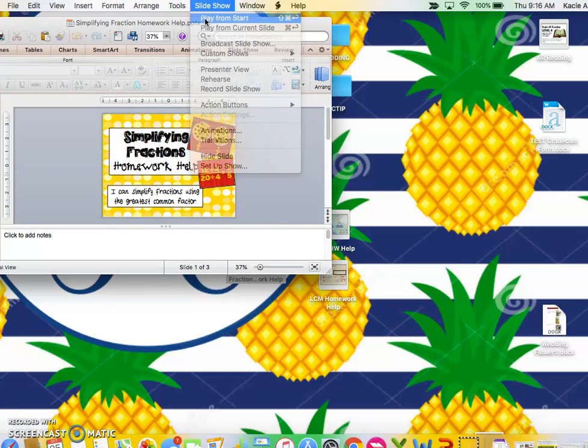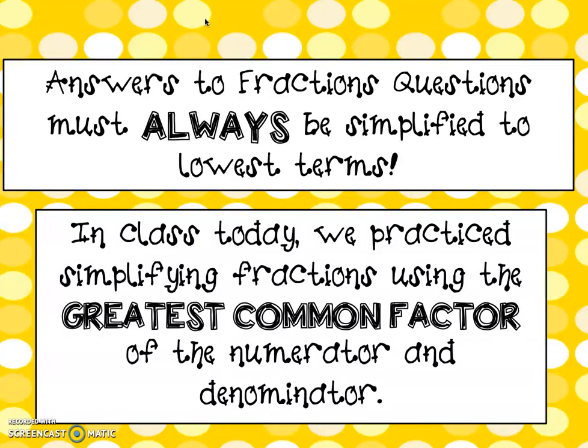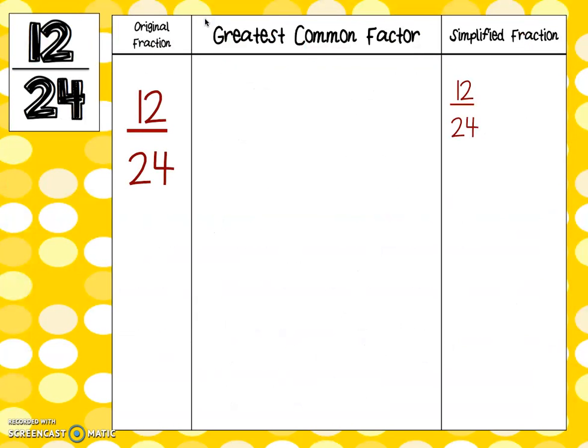Okay, today in class we talked about simplifying fractions. To do that, we're going to find the greatest common factor, and then divide the numerator and the denominator by that greatest common factor. Our answers to fractions must always be simplified to the lowest terms. So in class, we practiced simplifying using the greatest common factor because that'll get us to the lowest form with just one division problem.